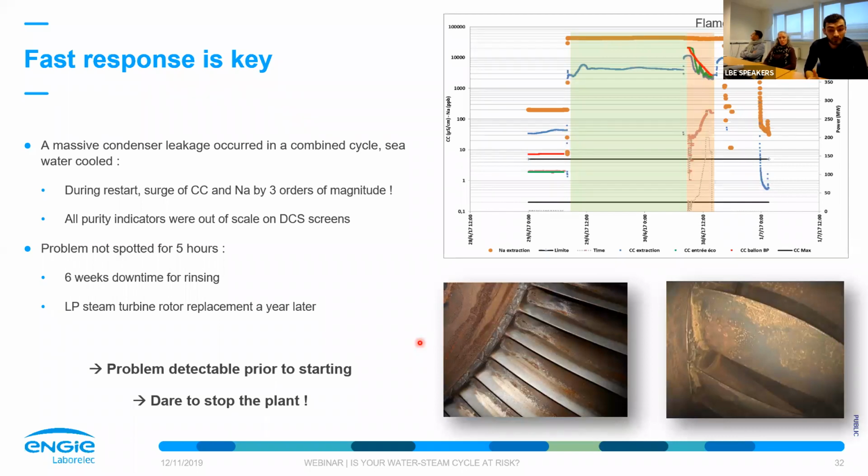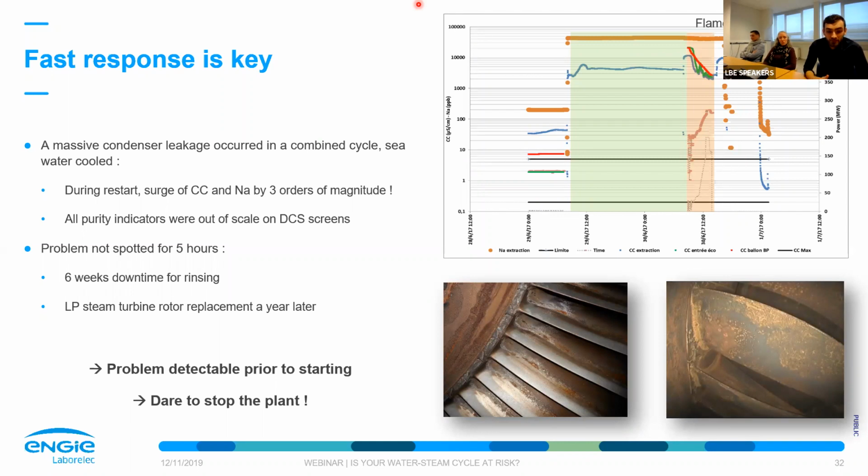This is another example. This is a real condenser leakage for this case. It was a massive leakage that occurred during a restart of a combined cycle seawater cooler. So during the restart, there was a surge of the parameters in the condensate, from the sodium and the cation conductivity, when the extraction pumps were turned on. This is a log scale. And the plant has been turned on. During 5 hours, the plant has been operated with such chemistry. This is not very good.